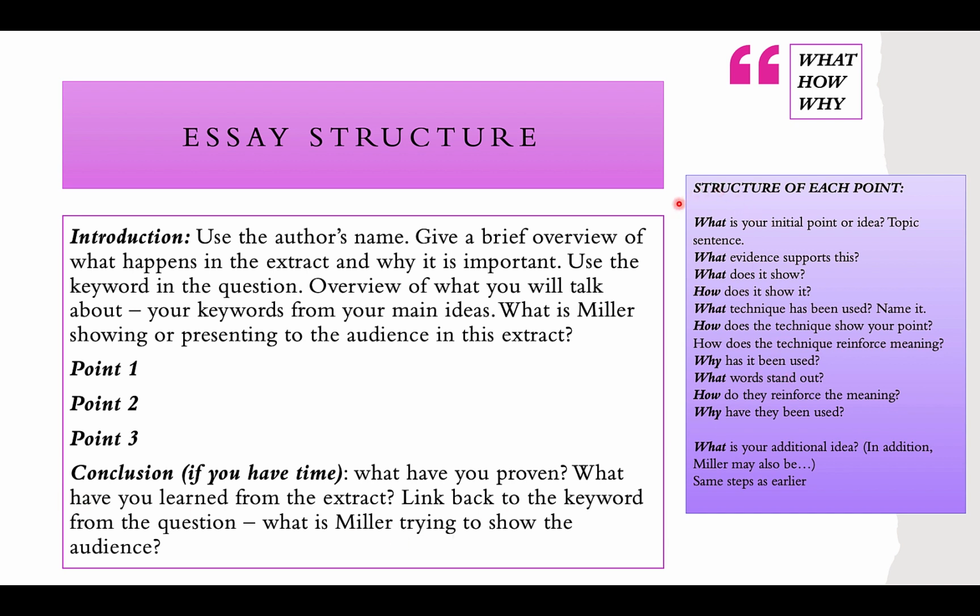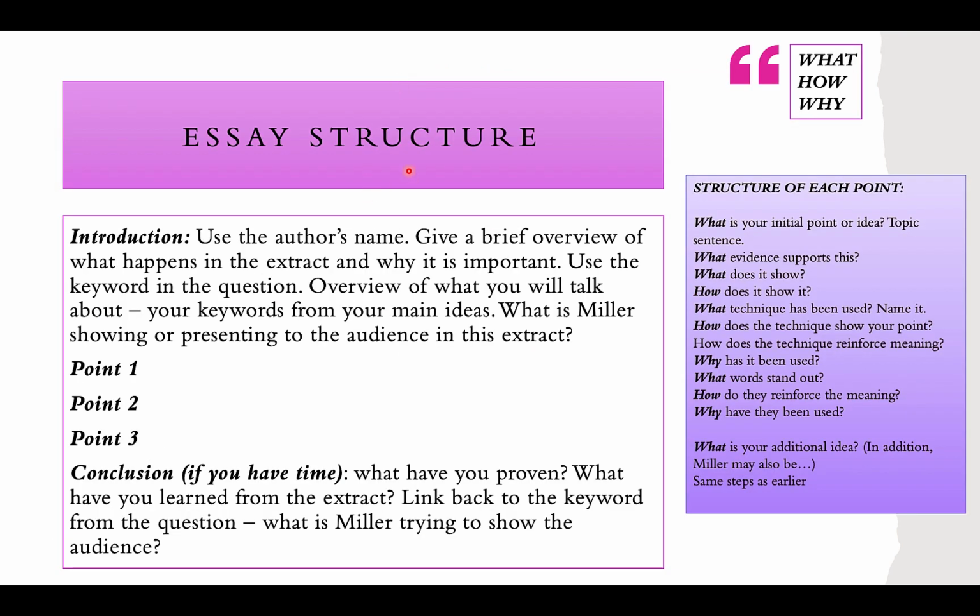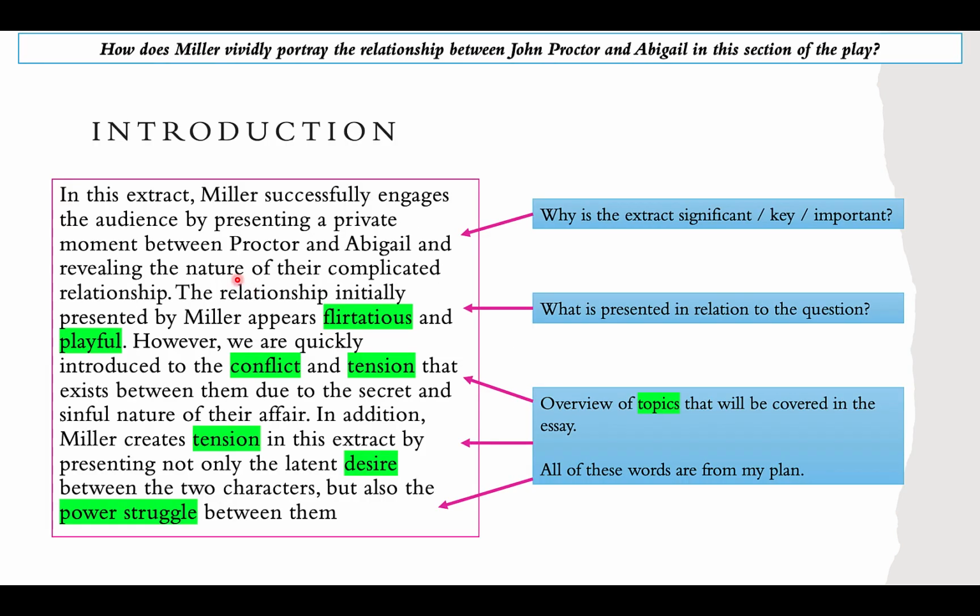And just giving you this here, this is a bit more of a detailed breakdown of how you could structure each different point. So this is my introduction, and just a reminder of the question: how does Miller vividly portray the relationship between John Proctor and Abigail in this section of the play? So the focus here is relationship. So remember, in my introduction, I'm just giving the author's name, making sure that I really pull that back to Miller. Brief overview, why it's important, reference to the keyword in the question, slight overview of what I'm going to talk about. This is where I pull together my own keywords that I put down in my plan. So in this extract, Miller successfully engages the audience by presenting a private moment between Proctor and Abigail and revealing the nature of their complicated relationship.